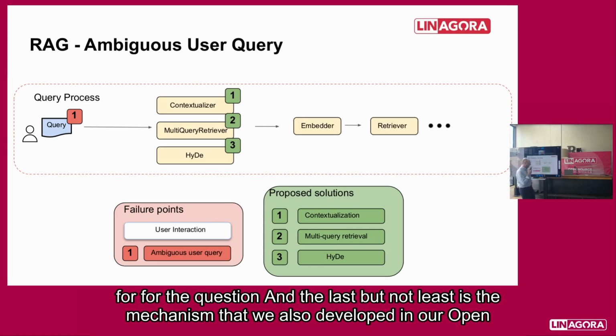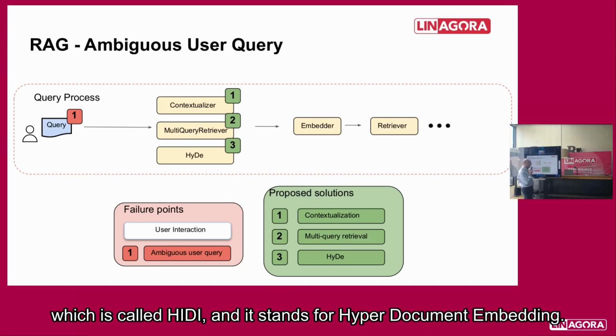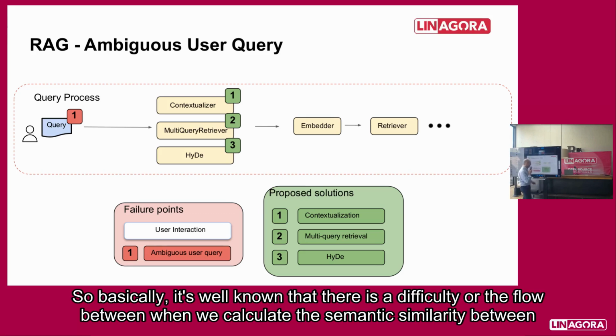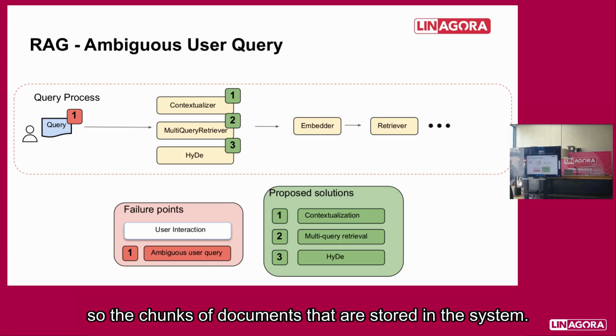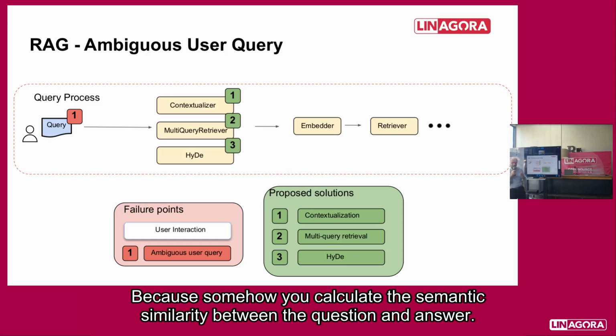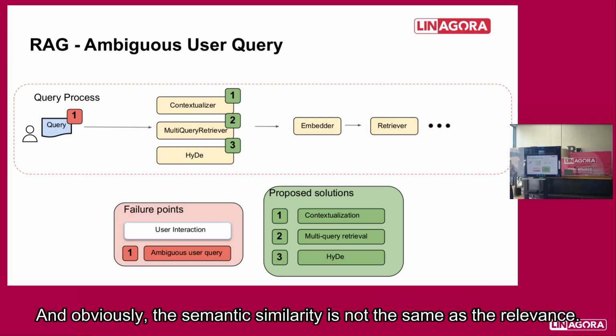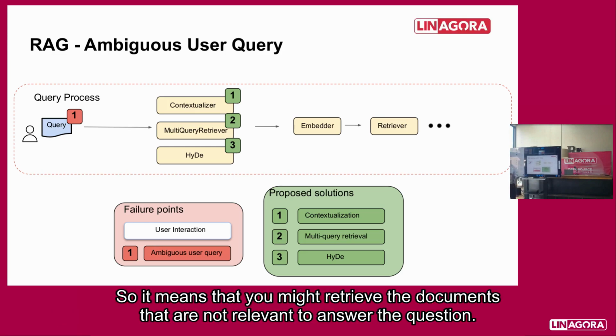And last but not least is the mechanism that we also developed in our OpenRAG pipeline, which is called HIDE, and it stands for hyperdocument embedding. So basically, it's well known that there is a difficulty when we calculate the semantic similarity between the question that was asked by the user and the chunks of documents that are stored in the system, because somehow you calculate the semantic similarity between the question and answer. And obviously, the semantic similarity is not the same as the relevance. So it means that you might retrieve documents that are not relevant to answer the question.